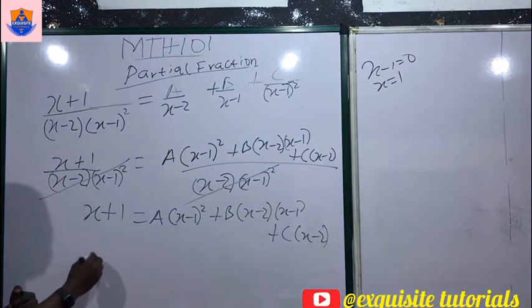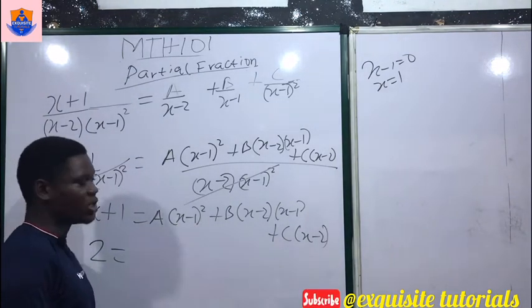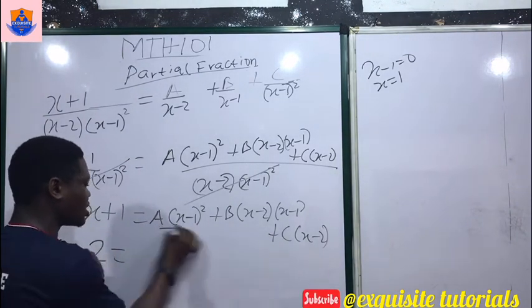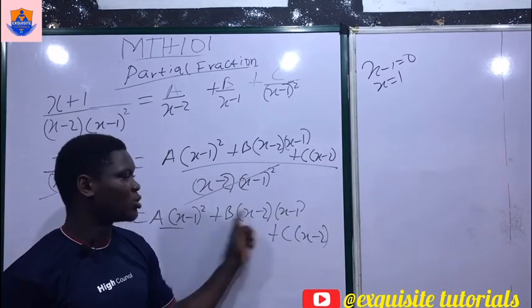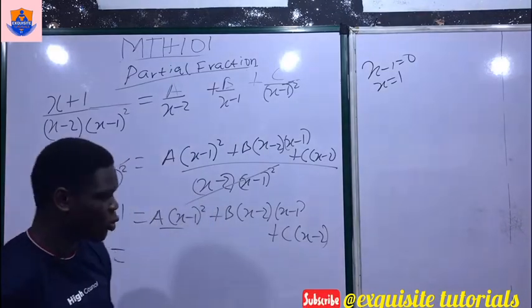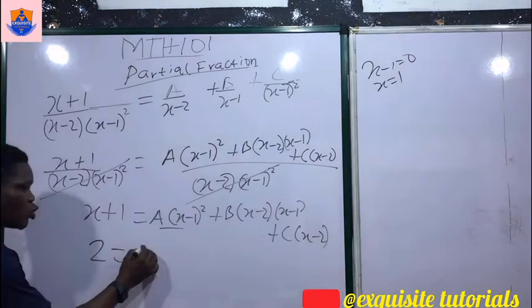This is 1 plus 1, it is 2. 1 minus 1 is 0. 0 squared is 0. 0 times a is 0. So this part is gone. 1 minus 1 is 0. 0 times any other thing is 0. So this part is gone. We are left with this part. 1 minus 2 is minus 1. So this is minus 2c.